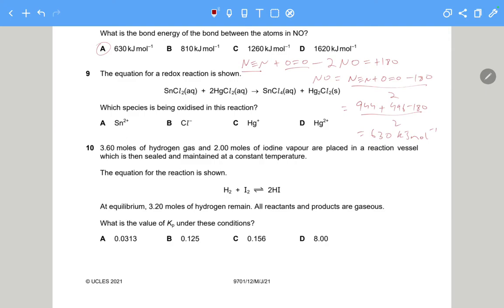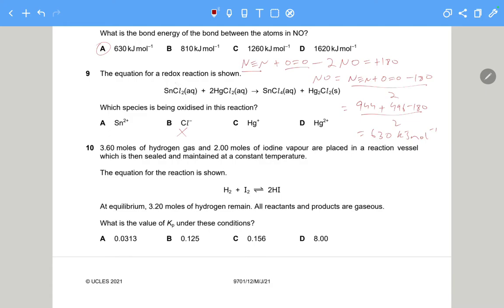The equation for a redox reaction is shown. SnCl2 plus 2HgCl2 gives SnCl4 plus Hg2Cl2. Which species is being oxidized in this reaction? Now, what we'll do is, for the chlorines, we see that for all species, the oxidation state is minus 1, so B cannot be the answer. And then we look at tin and mercury in each of the species and see what's happening there.